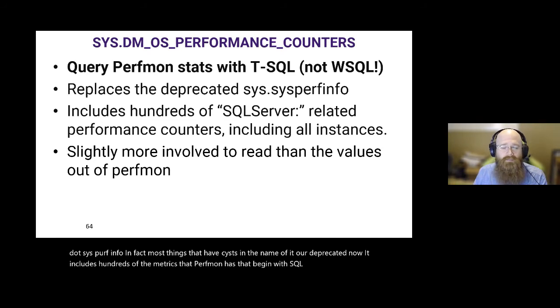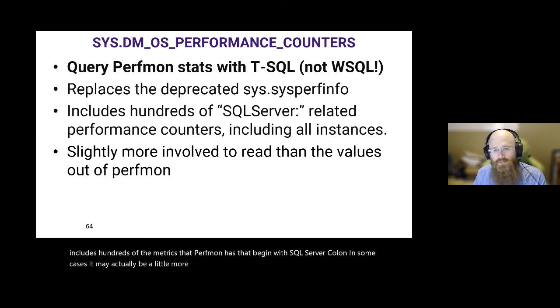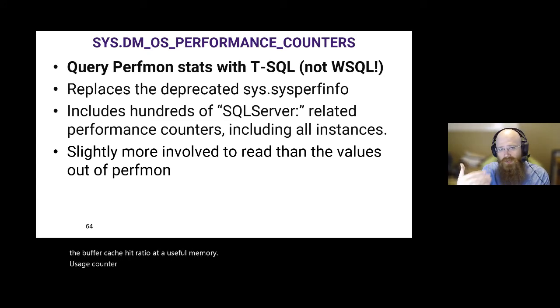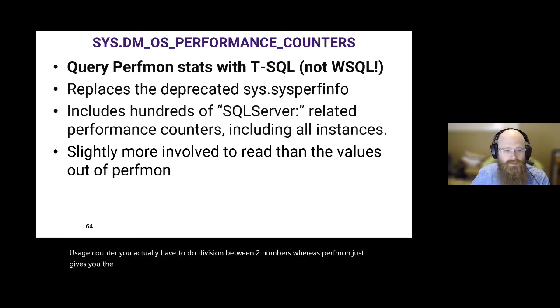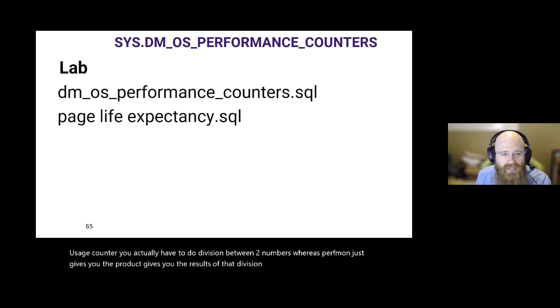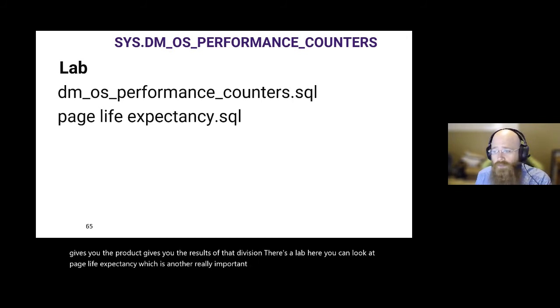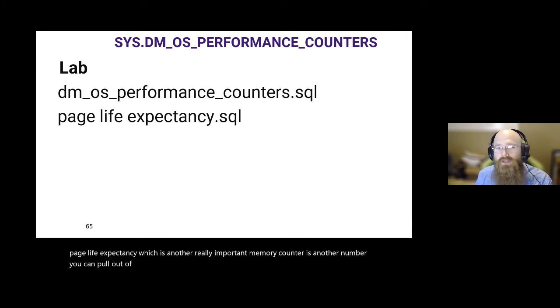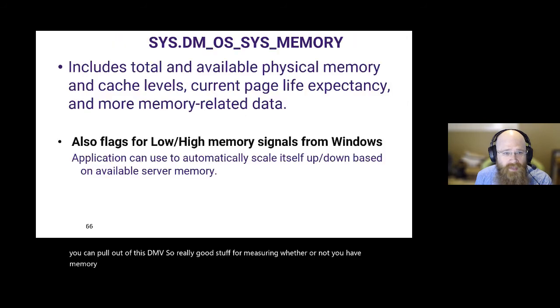In some cases, it may actually be a little more involved to get the number out. So for example, to get the buffer cache hit ratio, a useful memory usage counter, you actually have to do division between 2 numbers, whereas perfmon just gives you the result of that division. There's a lab here you can look at. Page life expectancy, which is another really important memory counter, is another number you can pull out of this DMV. So really good stuff for measuring whether or not you have memory pressure out of this DMV.